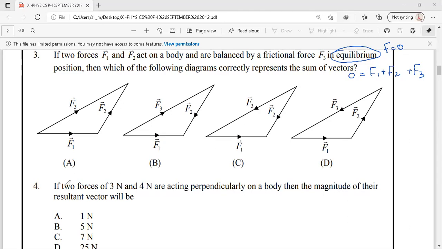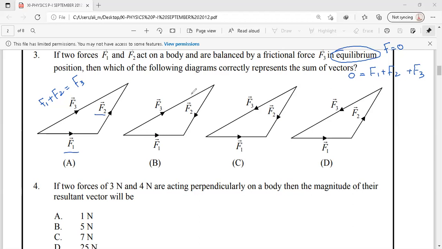So from the head to tail rule diagram, how can we identify the equilibrium condition? The diagram should be such that all three vectors will form a cycle, either in a clockwise or in an anti-clockwise direction. So F1 and F2 are added by head to tail rule in the option A, while F3 shows the resultant of F1 and F2. So this diagram shows F1 plus F2 and its resultant is F3. So net force is not equal to zero.